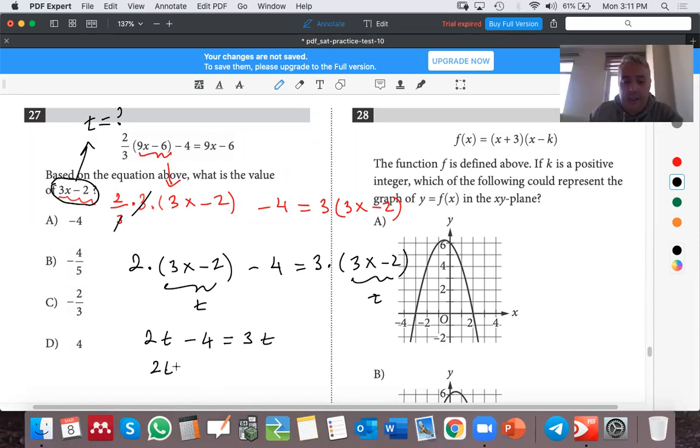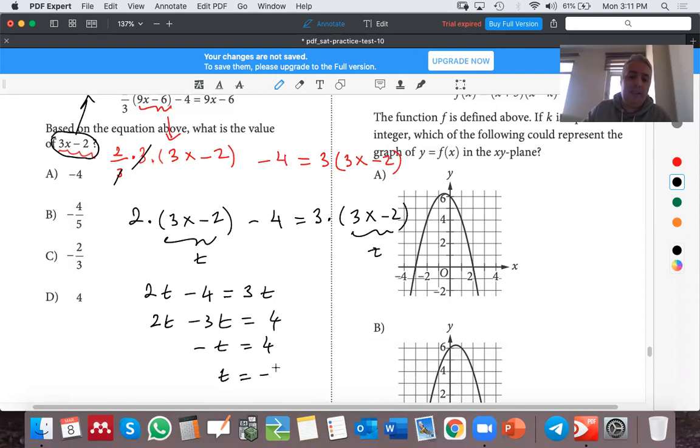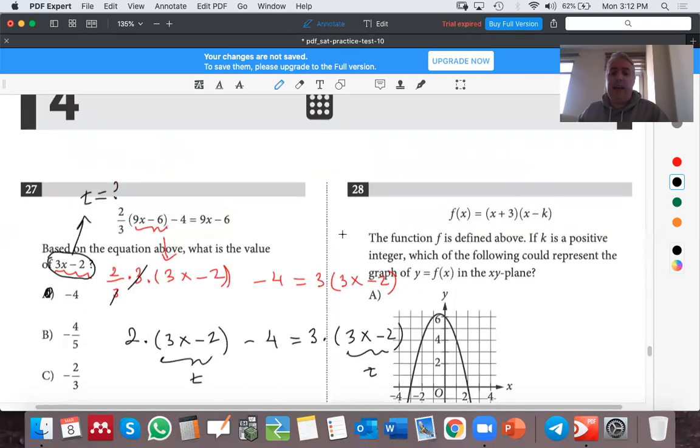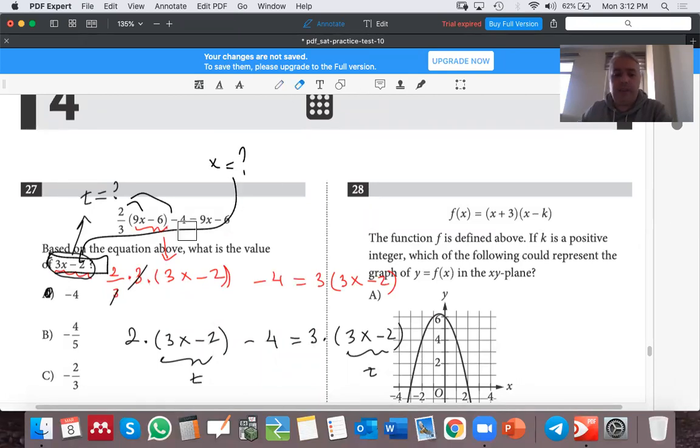So 2t minus 3t is equal to 4. Negative t is equal to 4. And then what can I say? t is equal to negative 4, which is the answer, part A. So I didn't calculate x. I didn't calculate what is 3 times x minus 2, since at the beginning I recognized the pattern, 9x minus 6, so in 3 parentheses, gives us this. What can you do if you don't see it? Just open all of them, okay? And then find x. After finding x, just put it here.